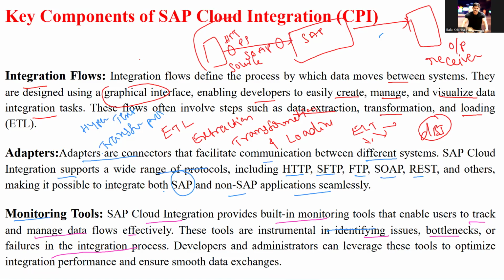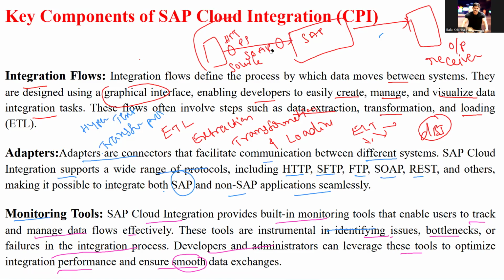Now, what is the importance of the tools? They are instrumental in identifying issues, bottlenecks, or failures in the integration process. Developers and administrators can leverage these tools to optimize integration performance and ensure smooth data exchange. What is the major importance of the monitoring tools? To exchange the data smoothly between two systems, two applications, based on the tools. They track, manage, and flow effectively, identifying issues, failures, bottlenecks, each and everything. Majorly, it is to send the data in a smooth way between two systems.